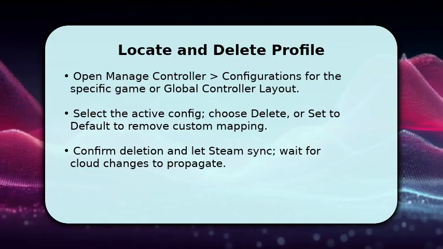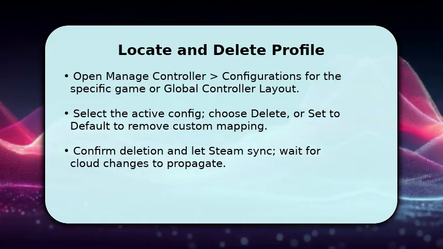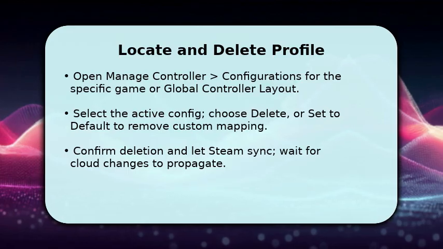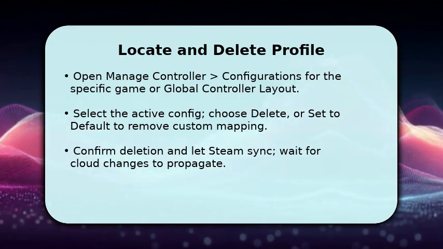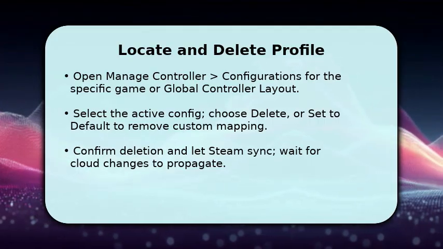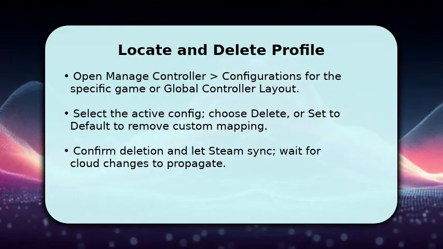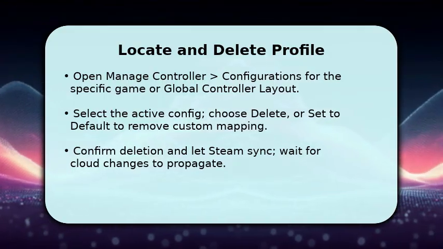You'll see options like Edit, Export, or Delete. Choose Delete to remove the custom mapping entirely, or pick Set to Default if you want the official Steam layout instead. Confirm the action when prompted. After removal, allow Steam to sync with the cloud so the change applies across devices. This prevents old configs from reappearing.